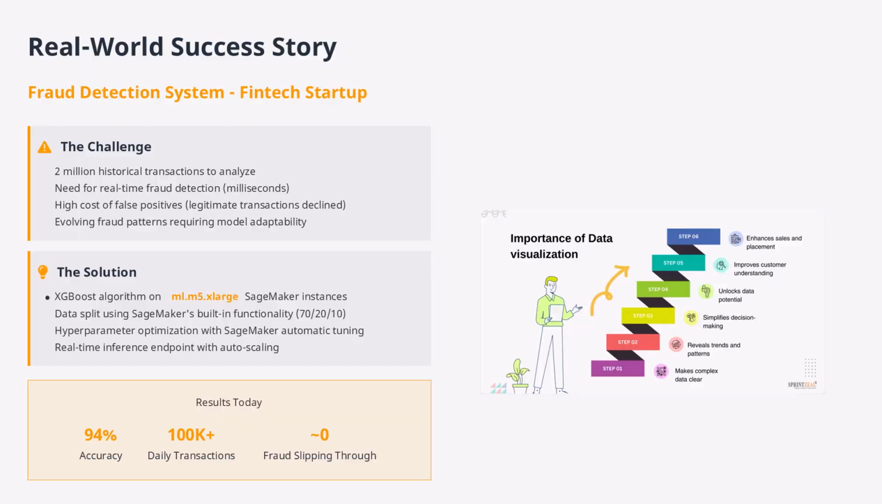Three months ago, I built a fraud detection system for a fintech startup. Here's exactly what we did. Collected 2 million historical transactions labeled as fraudulent or legitimate. Uploaded to S3. Split the data using SageMaker's built-in functionality. Trained using XGBoost on ml.m5.xlarge instances, validated against unseen data, achieved 94% accuracy, and deployed behind a real-time endpoint. Today, that model processes 100,000 transactions daily. Zero fraud slips through. That's the power of proper AWS model training.